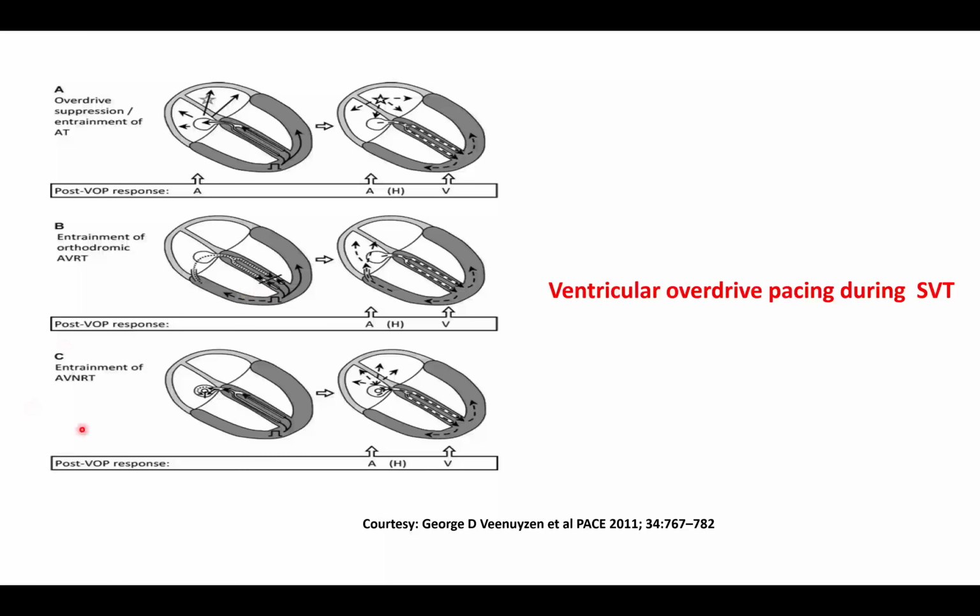Whereas in AVNRT, because your circuit is in the node and V is not an essential part of the circuit, if I pace from V, remember AVNRT is an A on V tachycardia, it has to go down through the bundle to His to A. So this is a longer activation. It is a series activation. So again, it will have a VAV response, but the post-pacing interval will be long because V is not an essential part of the circuit. I'll show case examples.